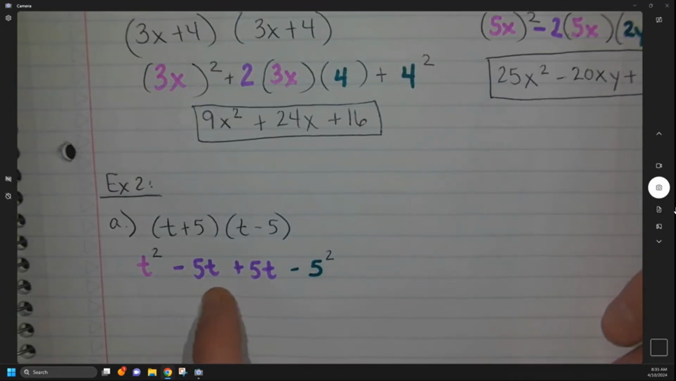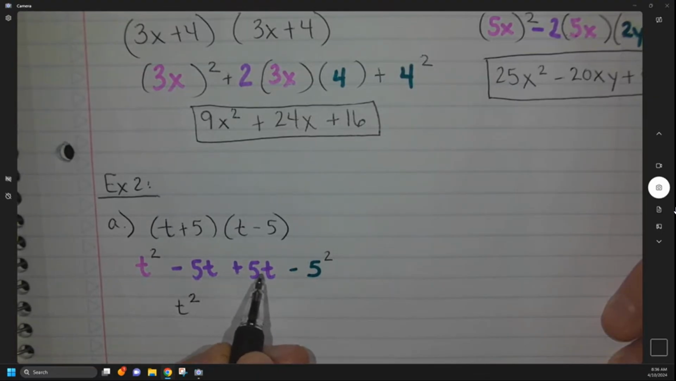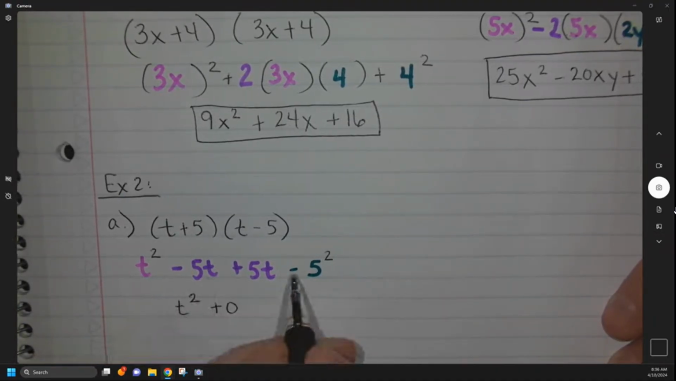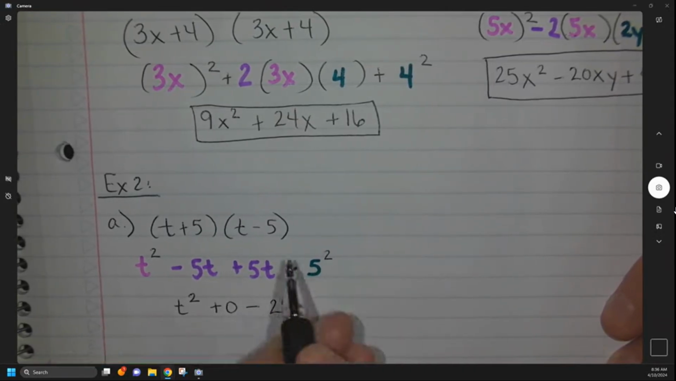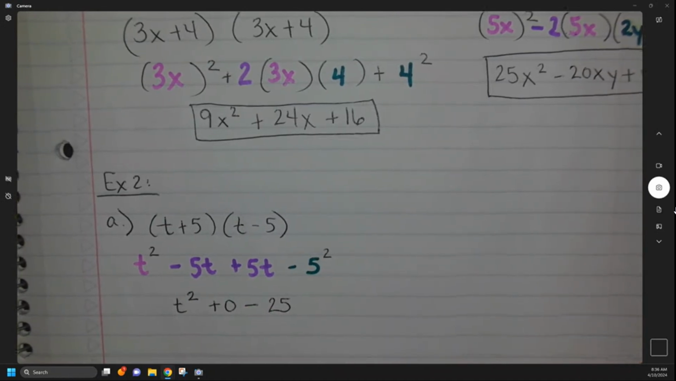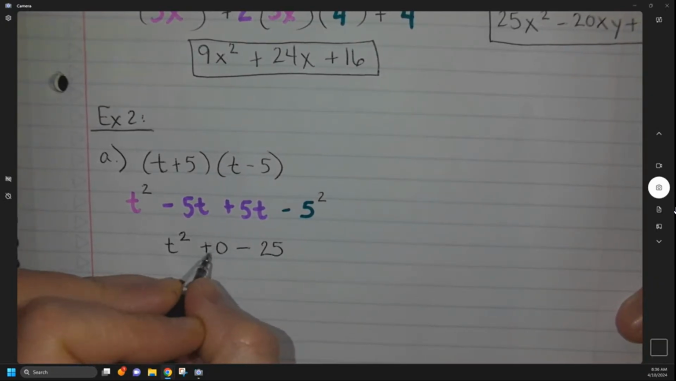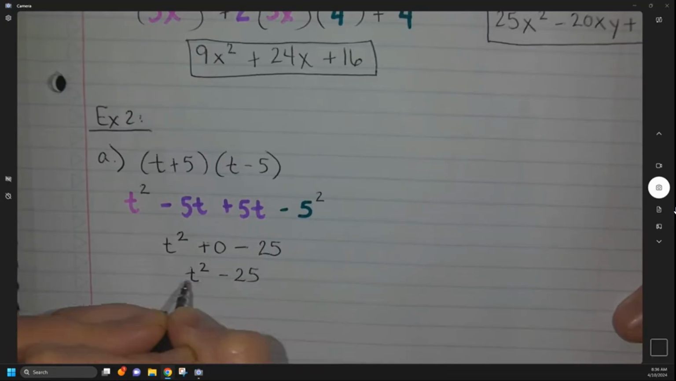All right, so then we're going to simplify some things. So we've got our t squared. Negative 5t plus 5t gives us 0. They're canceling each other out. And then we've got minus 5 to the second power, which is 25. Remember, that negative sign is not inside parentheses. So that means it's minus whatever 5 squared would be. All right, so if I simplify this even just a little bit farther, since that 0 is not making any changes for us, we've got t squared minus 25 for our final there.